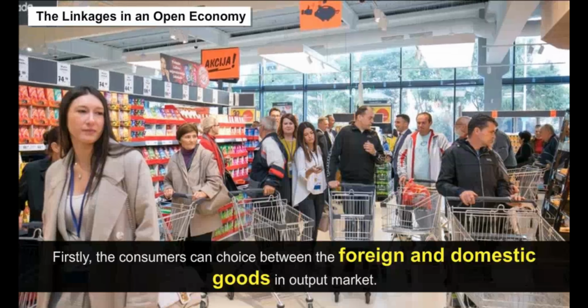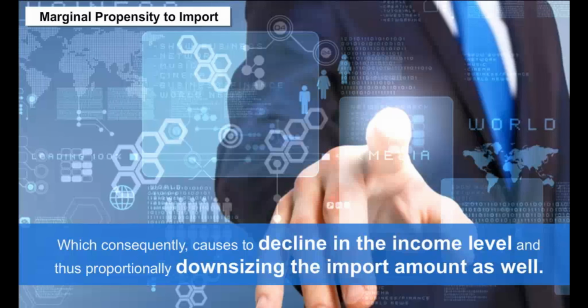Marginal propensity to import. When a country falls into a financial crisis while importing a significant amount of goods, it will affect the countries that export goods to that country as well. The negative impact on imports when income declines is generally greater when the country has a marginal propensity to import greater than its average propensity level. It depicts a higher income elasticity of demand for imported goods, which consequently causes a decline in the income level and thus proportionally downsizes the import amount as well.